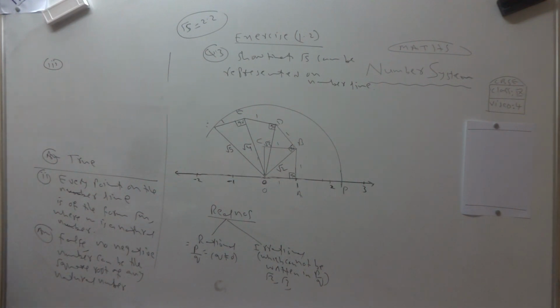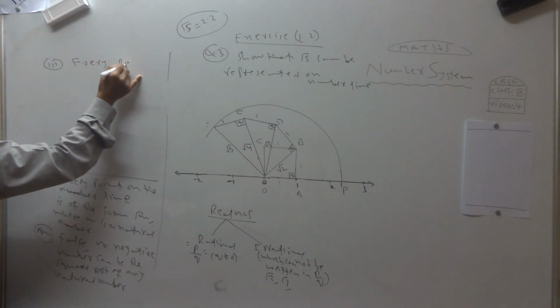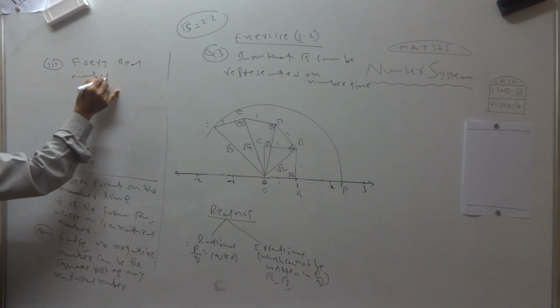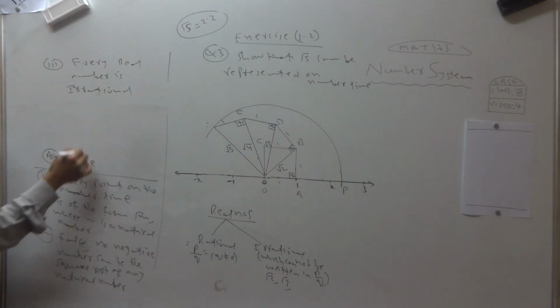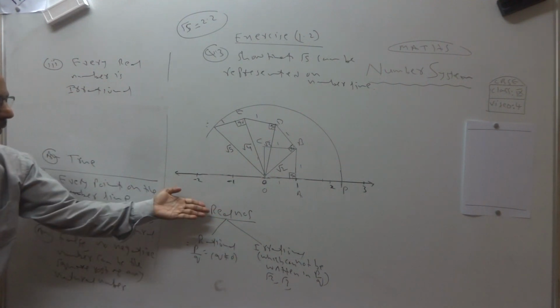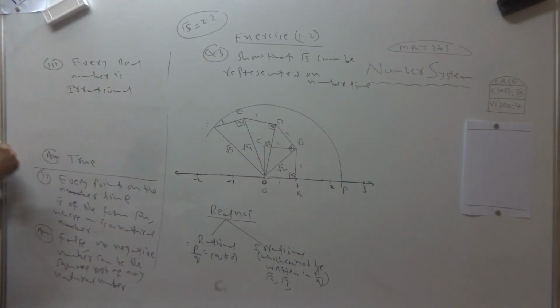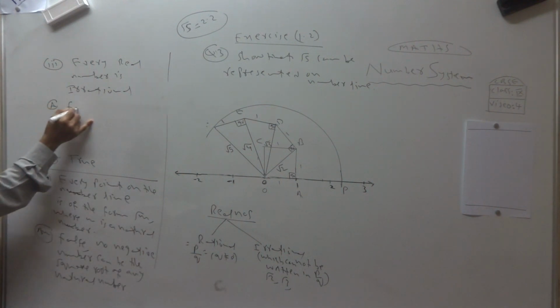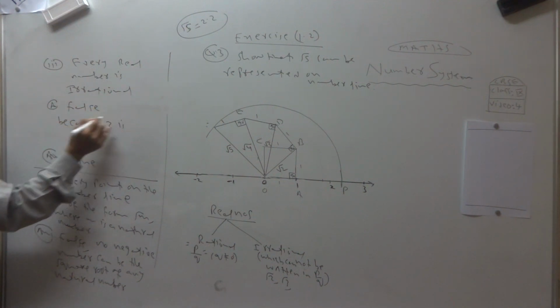Now the third statement, third question. Every real number is an irrational number. See, how is every real number irrational? A real number is of two types, rational or irrational. So saying every real number is irrational is wrong, because 2 is rational.